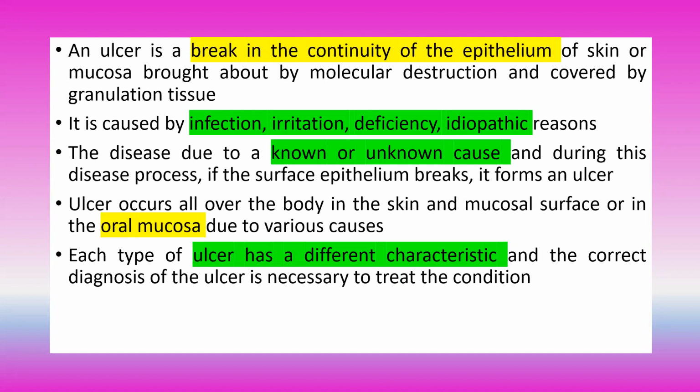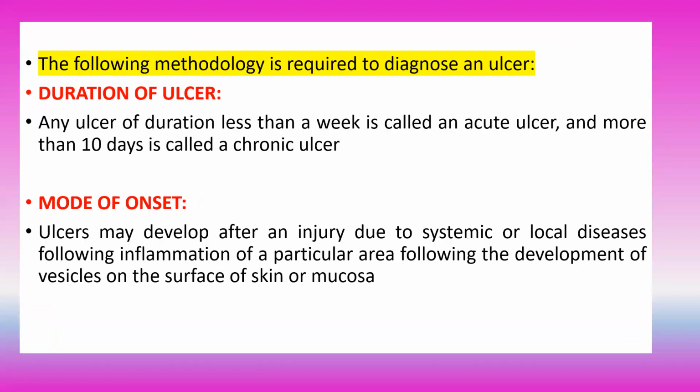Ulcer can occur in any part of the body, in the skin, or in mucosal surfaces like the oral mucosa, vaginal mucosa, etc. Each type of ulcer has a specific characteristic, and on the basis of this characteristic, we can go ahead and make the correct diagnosis and use the necessary treatment plan for reducing the ulcer. There is a certain methodology to follow to diagnose an ulcer.